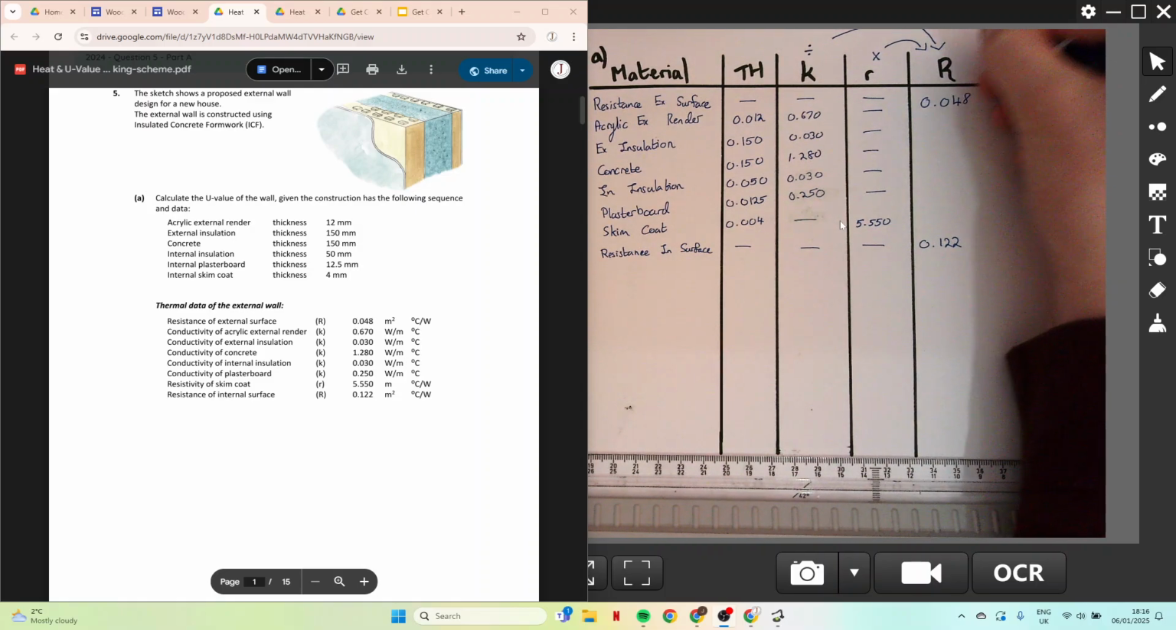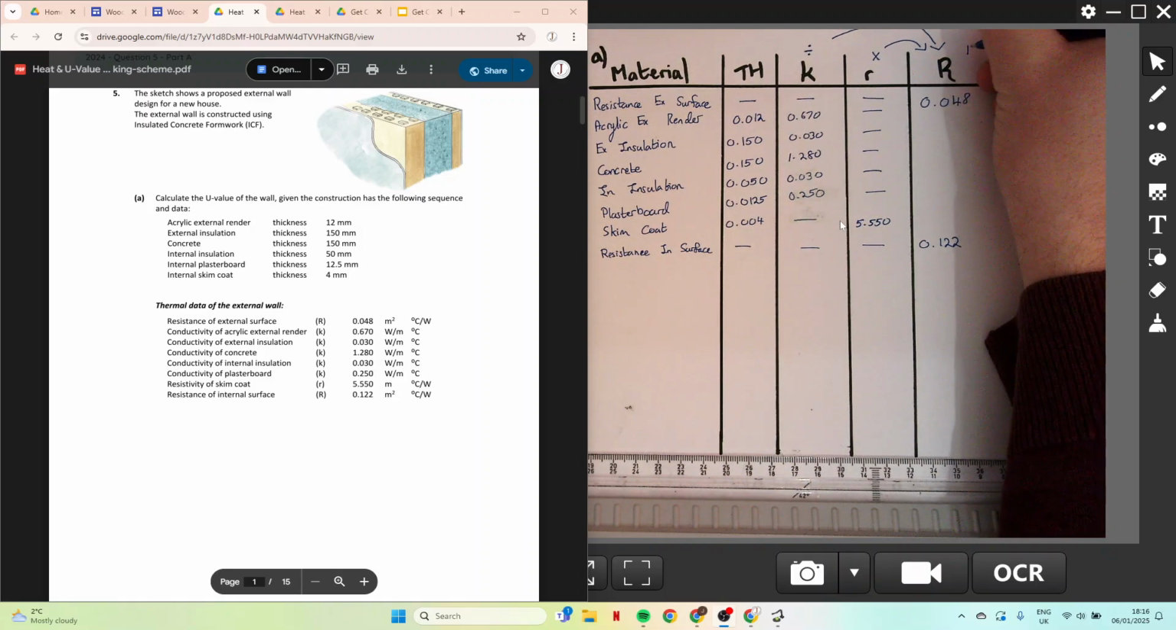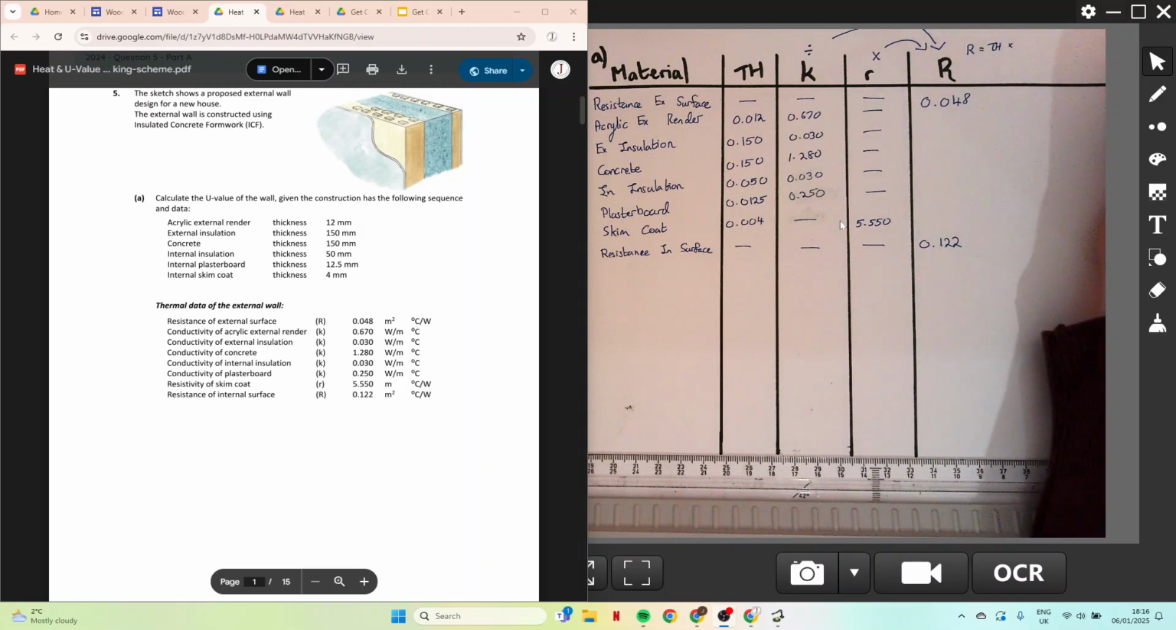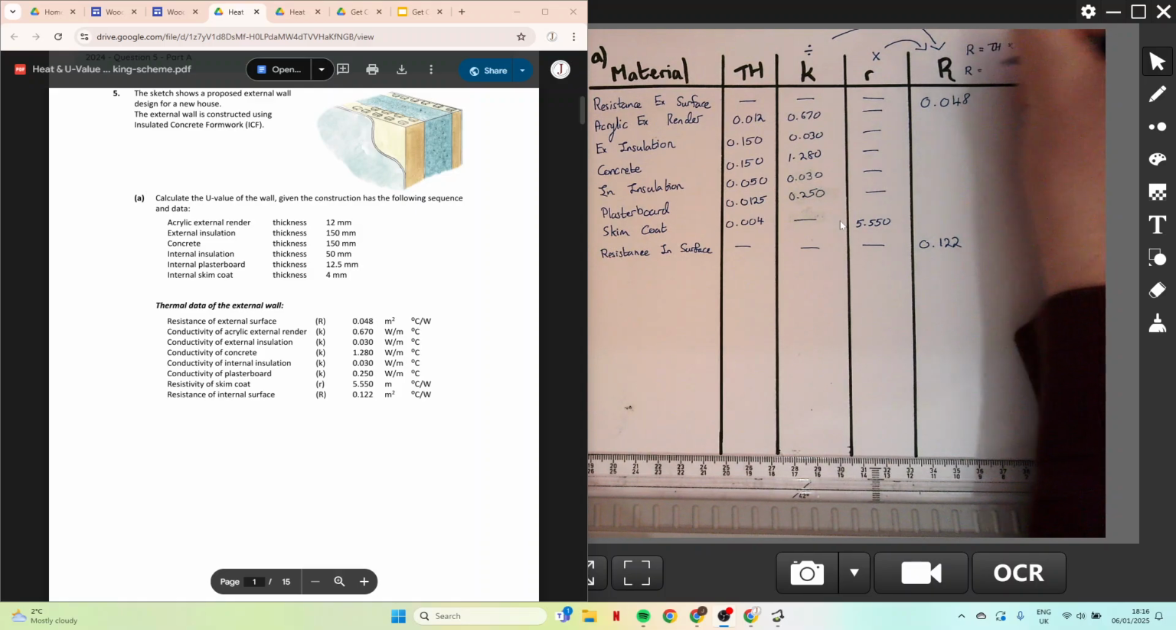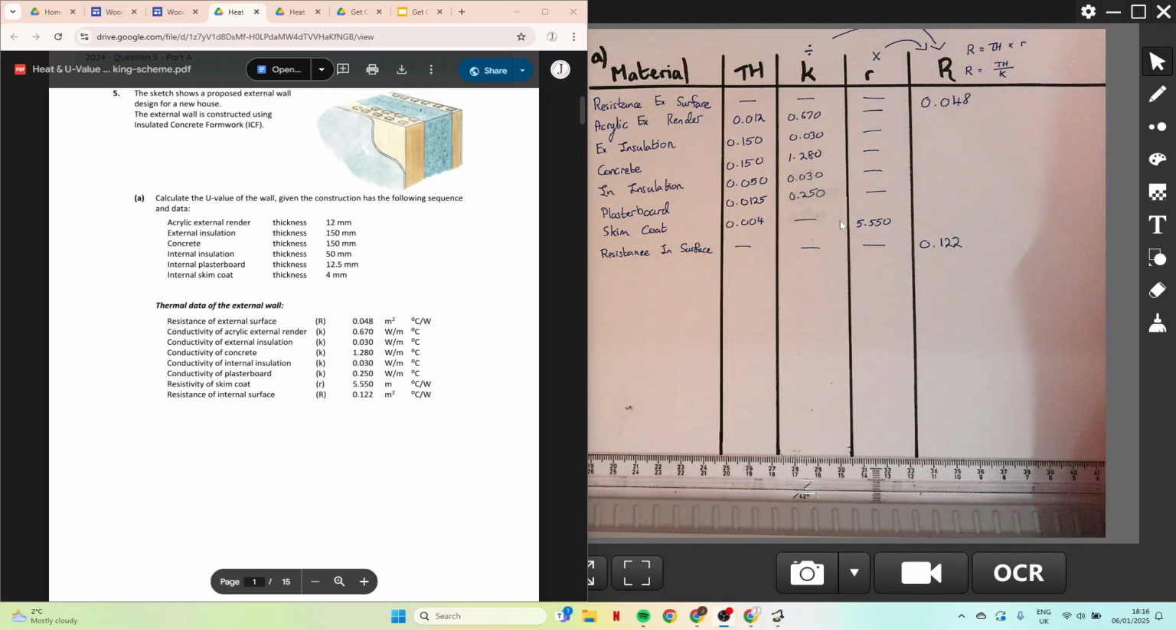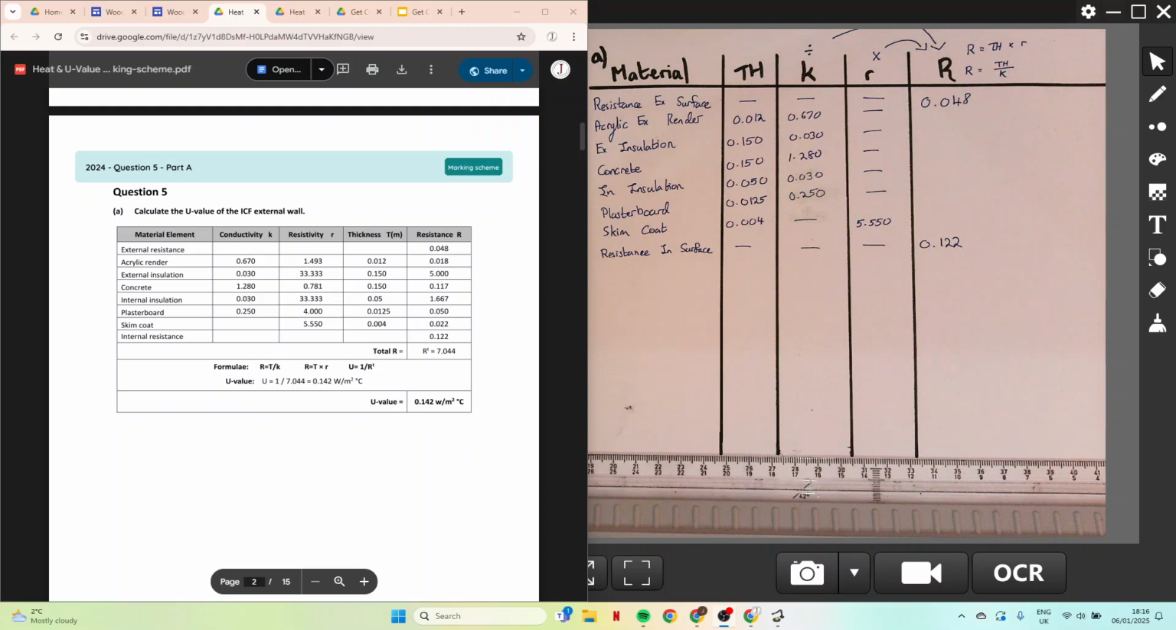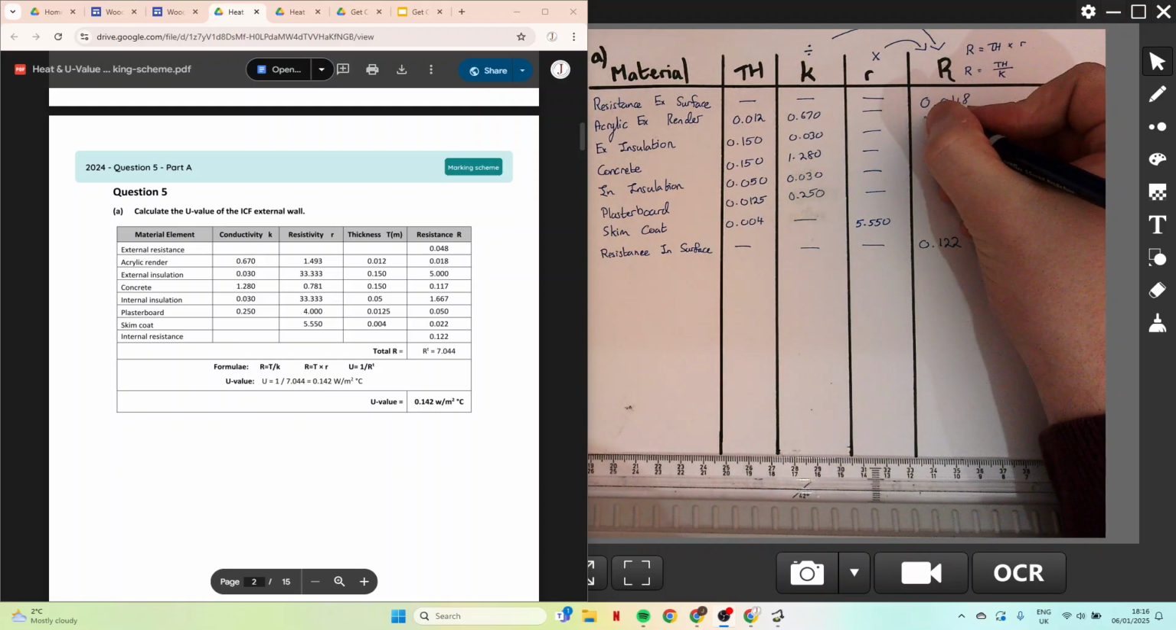Okay? Again, remembering your formula. R equals either TH, I like to call it TH just so it stays the same, but it is thickness, multiplied by little r, or it's R equals TH divided by my K. Okay? So, again, working things out, you can do this easy on a calculator. I'm just going to use the marking scheme to speed things along. So, in this question, 0.018.